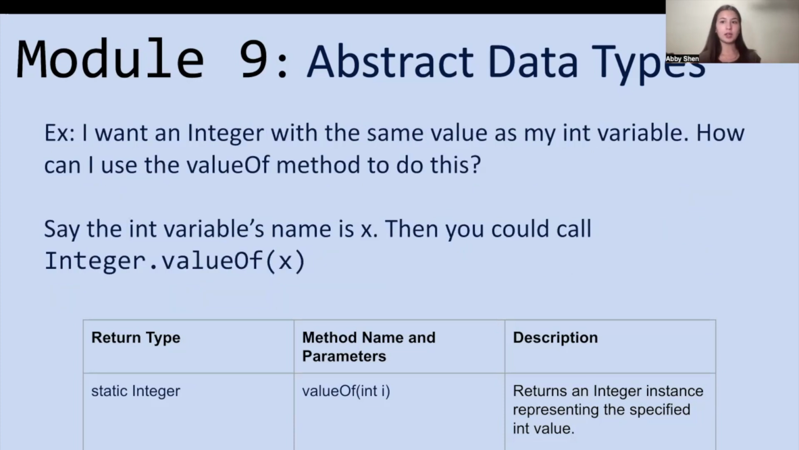This is what it might look like in code. You could say Integer.valueOf, and then put your int x in as the parameter for this method. Integer.valueOf(x) would return an Integer, that wrapper object, with the same value as your original int x.